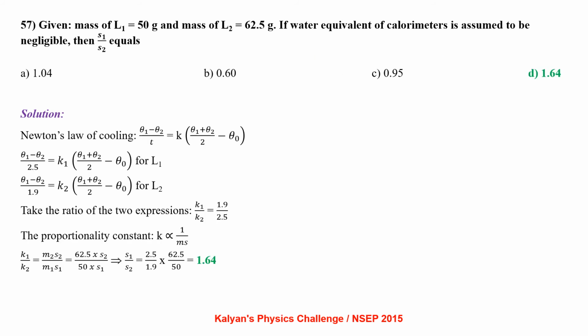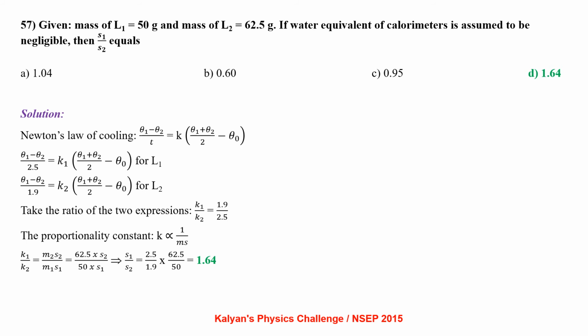Given mass of L1 equal to 50 gram and mass of L2 equal to 62.5 gram, if water equivalent of calorimeters is assumed to be negligible, then S1 by S2 equals. Applying Newton's law of cooling, (theta 1 minus theta 2) by t equals K times ((theta 1 plus theta 2) by 2 minus theta naught). (Theta 1 minus theta 2) by 2.5 equals K1 times ((theta 1 plus theta 2) by 2 minus theta naught) for L1. (Theta 1 minus theta 2) by 1.9 equals K2 times ((theta 1 plus theta 2) by 2 minus theta naught) for L2.